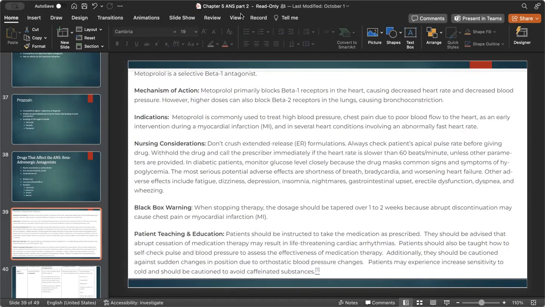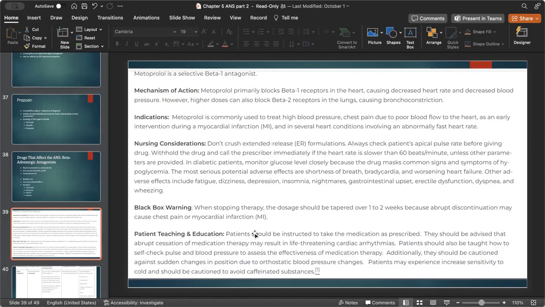Remember, dizziness. Dizziness is always in all of these, whether it's an adrenergic blocker or beta blocker. Anything that can treat or lower blood pressure is always going to have the symptom of dizziness, because the blood pressure might get too low and it's going to cause dizziness. It can also cause insomnia, nightmares, all of those things. But like I said, dizziness is something that we want to watch out for.